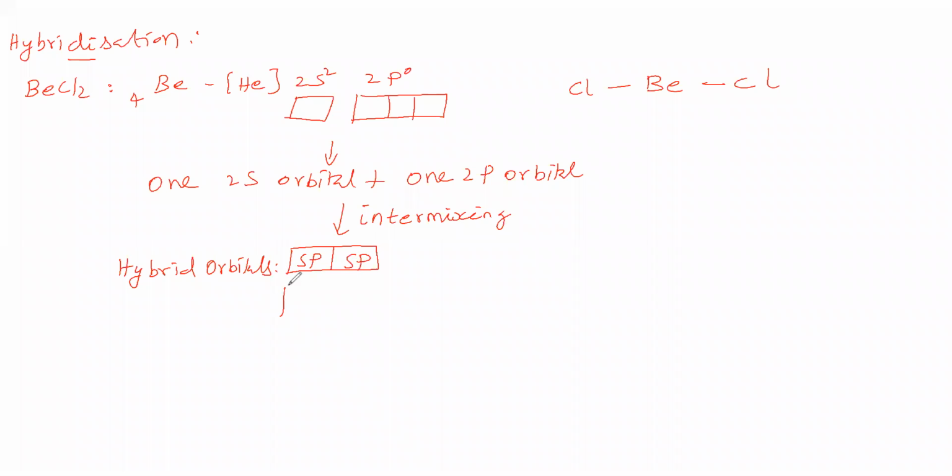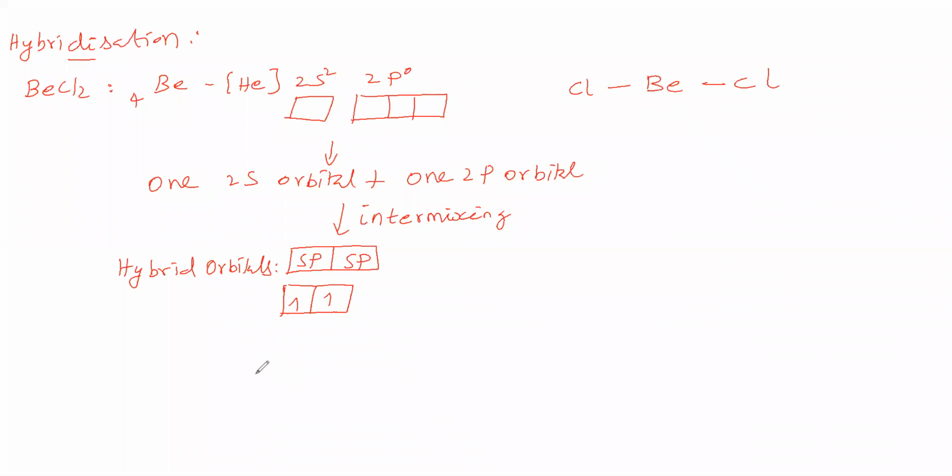Now, how to fill the electrons in these two hybrid orbitals, as per Hund's rule and Pauli's principle. The valence shell of beryllium has 2 electrons. Those 2 electrons we fill in the hybrid orbitals, one in each, as per Hund's rule. Now these two hybrid orbitals orient around the nucleus of beryllium in such a way that repulsion is minimum and stability is maximum.